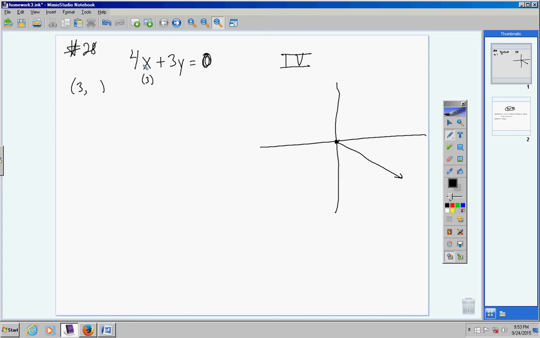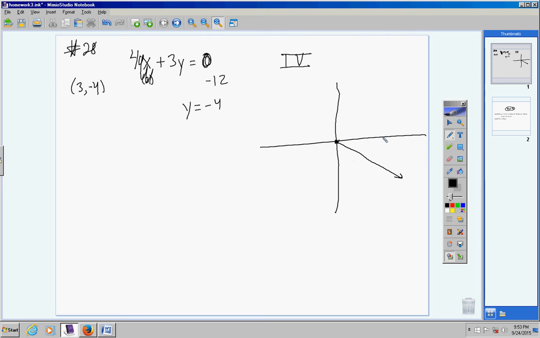Well, 4 times 3 is 12. Got it? 4 times 3 is 12. Bring your 12 over and make it a negative 12. Divide both sides by 3, and y equals negative 4. So there we go. That ordered pair satisfies this equation. And since it satisfies this equation, that means this ordered pair right here lies on this line.